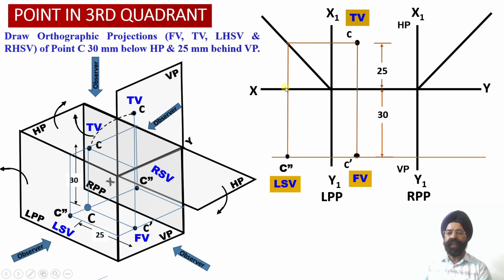Now we can check. This point C double dash happens to lie 30 millimeter below the horizontal plane and 25 millimeter behind the vertical plane over here. So this way, point C double dash, that is the left-hand side view projection, has been obtained on the left profile plane available over here.